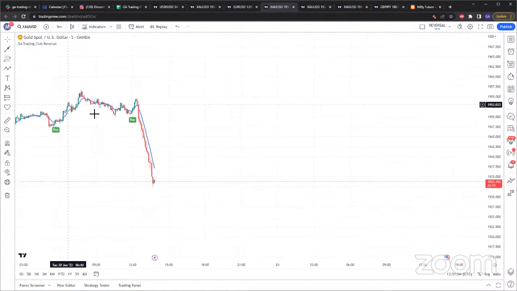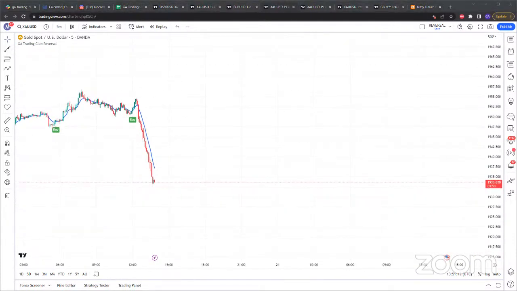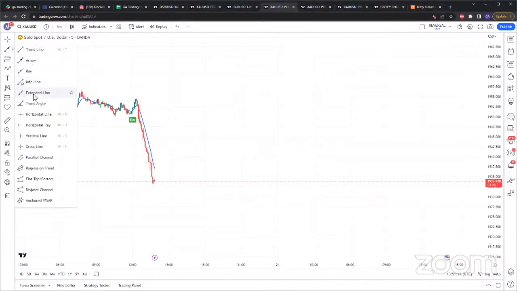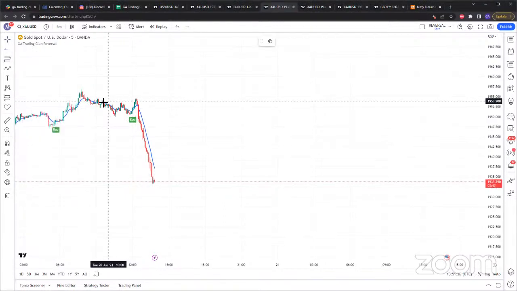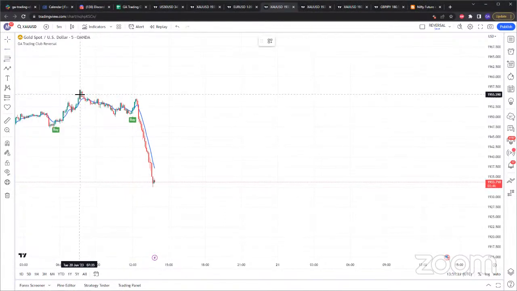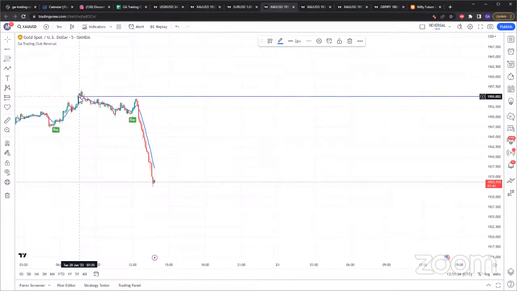So then what I would do here, I would set my area of interest right here for gold, horizontal ray. My area of interest is around, I like even numbers or whole numbers, so maybe 1955 area. So this is my area of interest for gold.